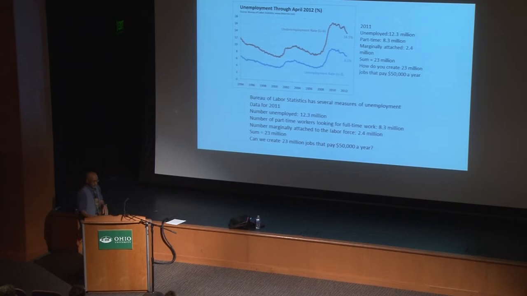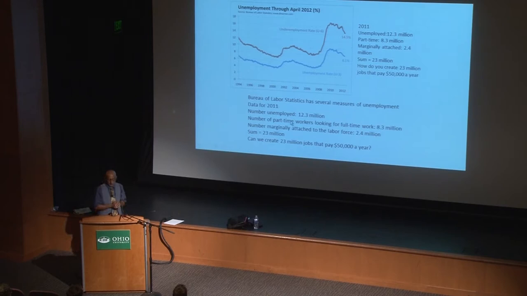The number of unemployed people was 12 million. And the number of part-time workers looking for full-time work was a little over 8 million. And then there's another group called marginally attached. I mean, they're just sort of doing work, but you know, it's not a real job. And they're about 2.4 million. If you add that up, it's 23 million jobs.